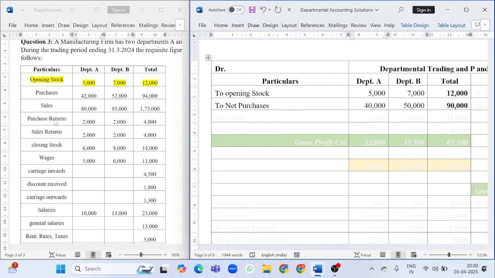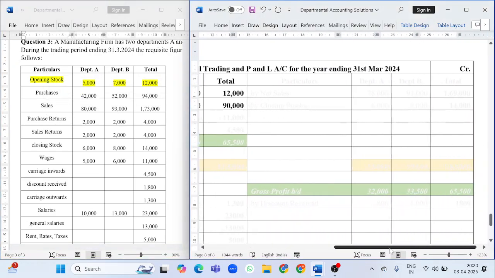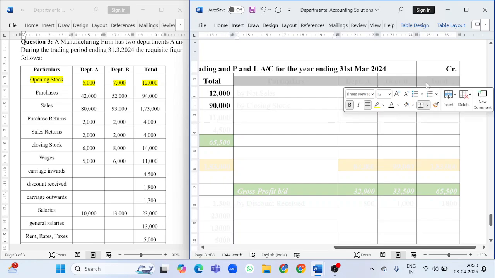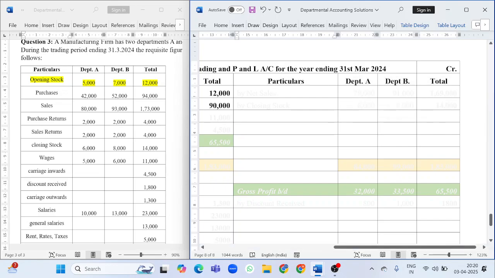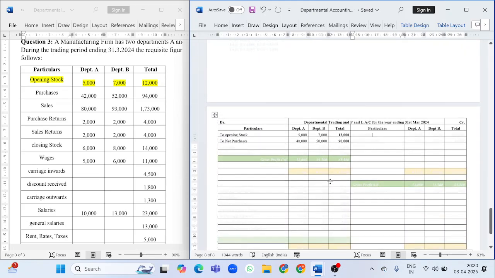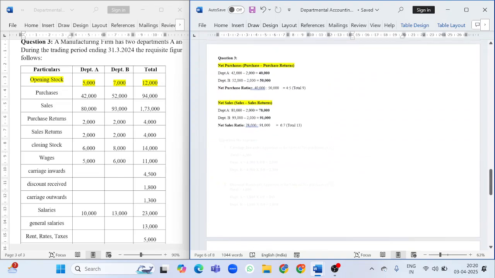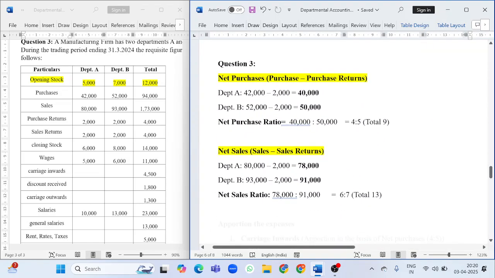Next, what they have given in the question, sales. So sales, where do we account sales? Sales is always accounted in the credit side. Again, same columns in the credit side also: particulars, department A, department B and total. So when we have to find out the net sales, we have already found out the net sales. As I told you, we will not write sales and sales return separately.